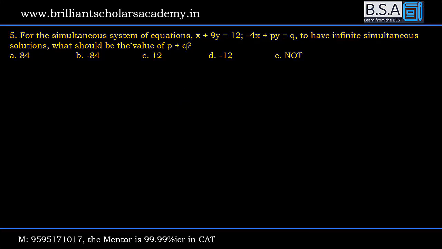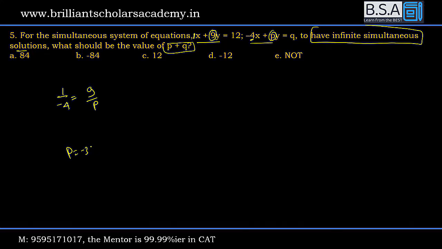For a simultaneous system of equations, this and this, to have infinite simultaneous solutions, what should be the value of P plus Q? When you have infinite solutions, all ratios are the same. The x coefficient is 1, the y coefficient is -4. 1 upon -4 should be the same as the ratio of the other coefficients. What is the coefficient of x, y? It is 9 upon p. So I directly get p is equal to -36.